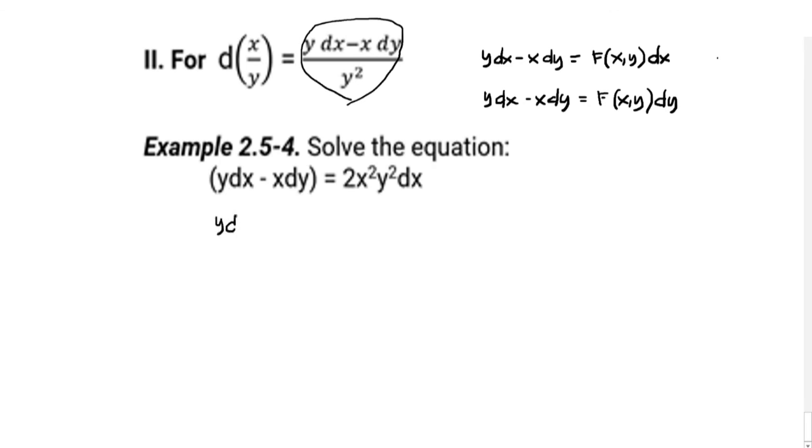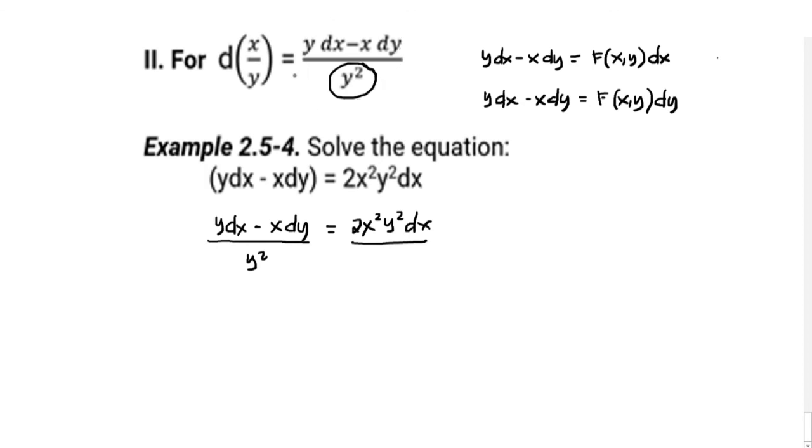I'm going to rewrite the given equation and then divide both sides by y squared. I divided by y squared because we are going to follow this format here. And the right side should also be divided by y squared. The left side is now equivalent to the differential of x over y. Then on the right side, we have here 2x squared dx. As noticed, the right side is ready for integration. That means we are going to proceed integrating the equation.